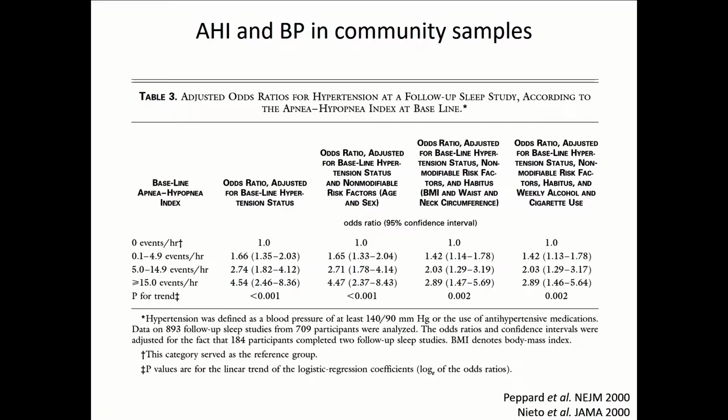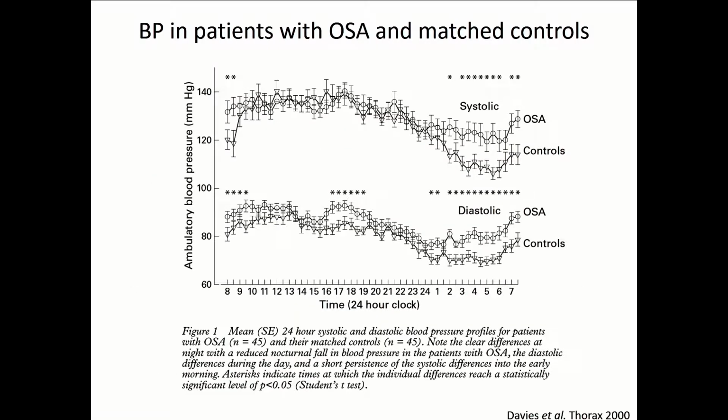This is data looking at 24-hour blood pressure profile in 44 patients and 44 controls from Oxford. And what this shows is this difference in blood pressure is most marked in the nocturnal period and in the early morning, with a so-called non-dipping pattern in blood pressure.